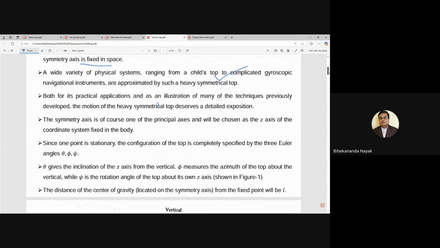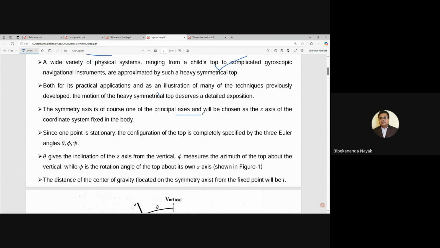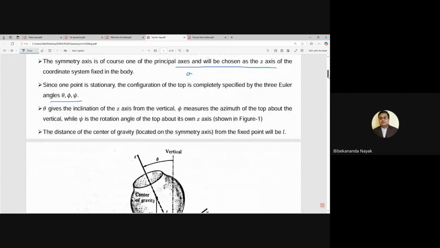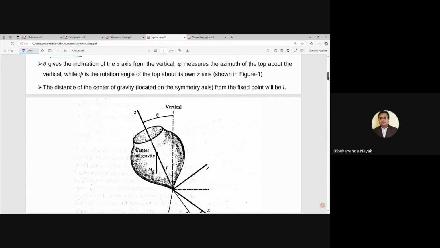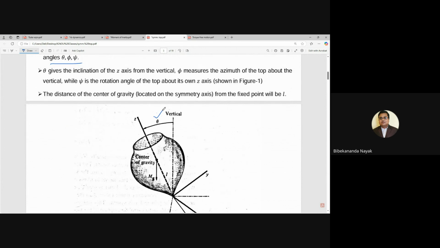The symmetry axis is of course the principal axis and is always chosen as the z axis. Since one point is stationary, the configuration of the top is completely specified by three Euler angles. 1 point fixed means only 3 degrees of freedom, 3 Euler angles, theta, phi and psi. Theta gives the inclination of the z axis from the vertical. This angle is theta. Phi measures the azimuth of the top about the vertical and psi is the rotation angle of the top.